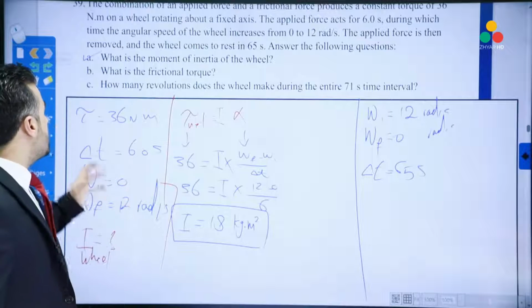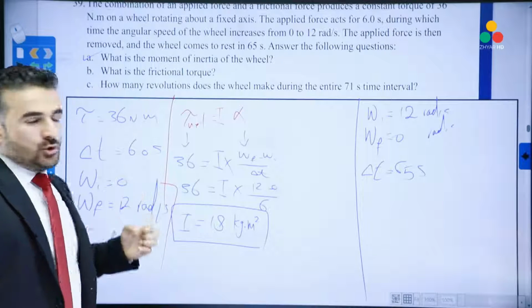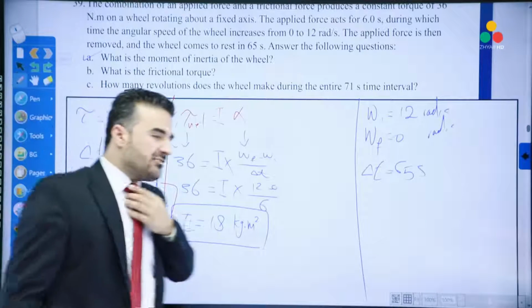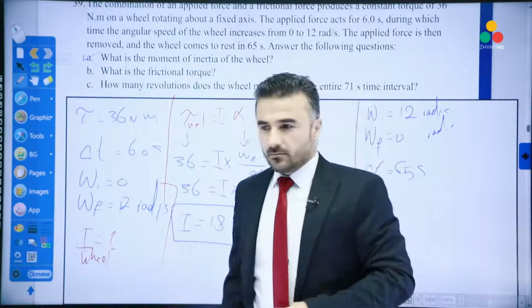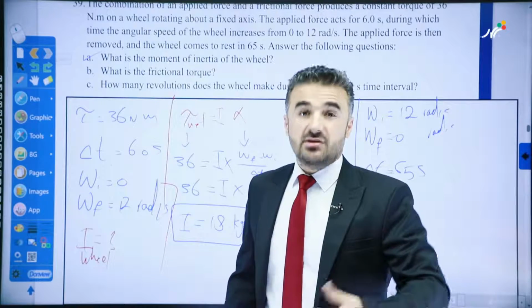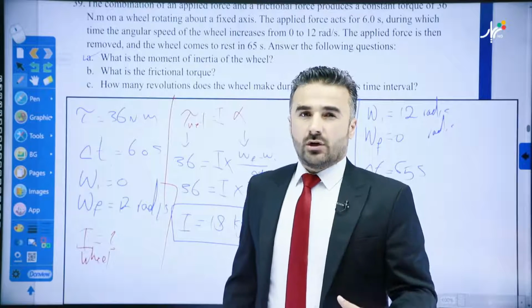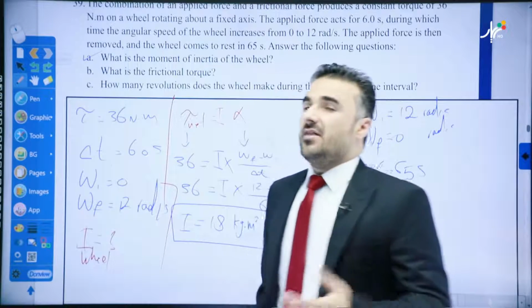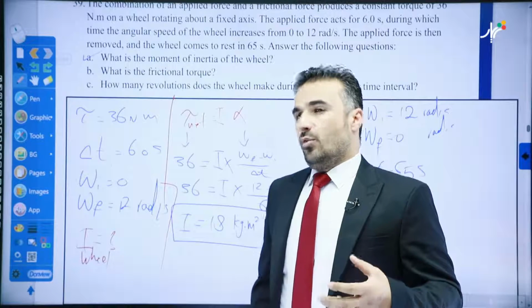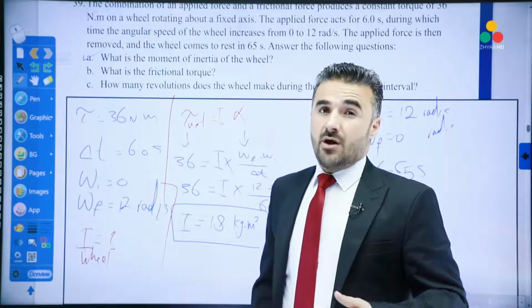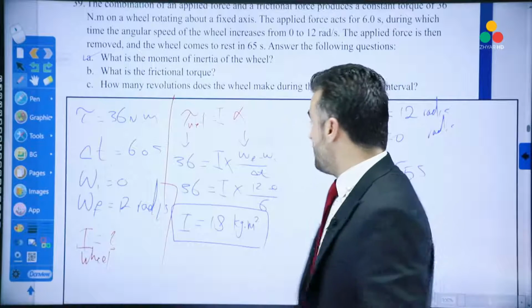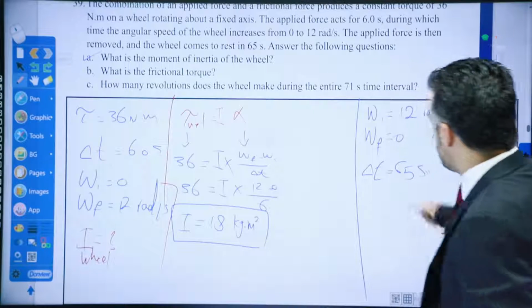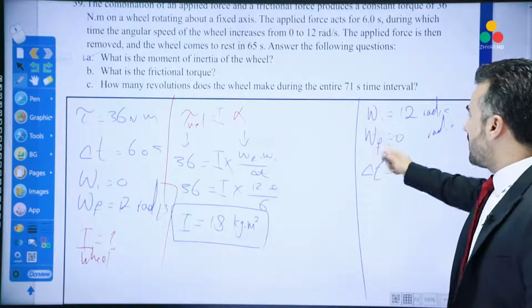Now the second part asks, what is the frictional torque? After you remove the force, the wheel slows down because of friction. So what is the torque of friction applied on the wheel, which makes the wheel slow down and eventually stop? In order to find this one, we're going to use this.